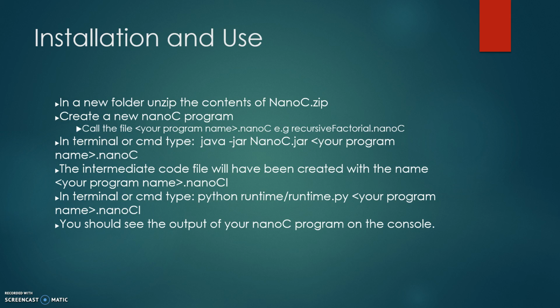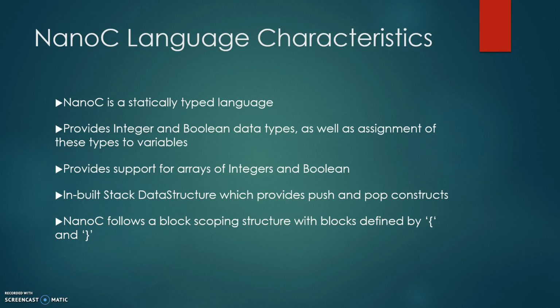So in order to install and use NanoC, in a new folder, unzip the contents of nanoc.zip, which would have been uploaded onto Blackboard. Create a new NanoC program. You can call the file yourprogramname.nanoc. In a terminal or CMD, type java -jar nanoc.jar, your program name. The intermediate code file would have been created. Now, in a terminal or CMD, type python runtime/runtime.py and then your program name.nanoci. You should see the output of your NanoC program on the console.